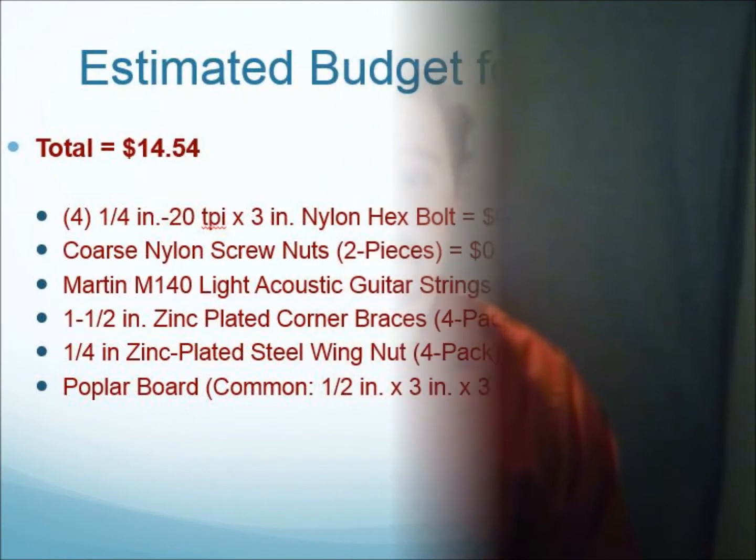The equations that I used were frequency equals the square root of tension divided by the linear mass density, all over 2 times the length. The stress, which equals tension divided by the cross-section area, and the linear mass density, which is the weight divided by the length.